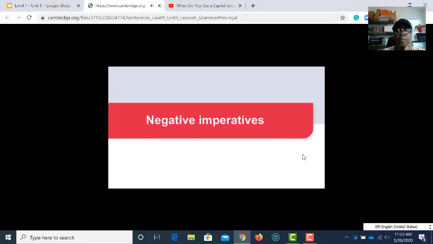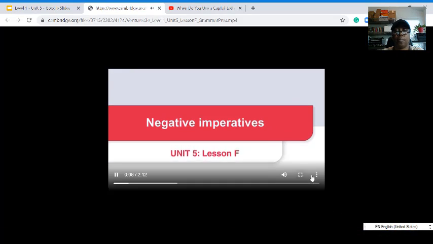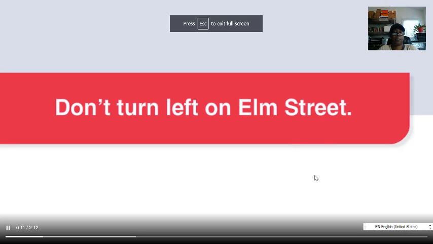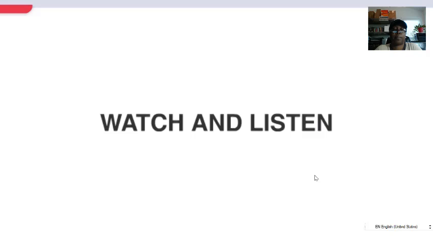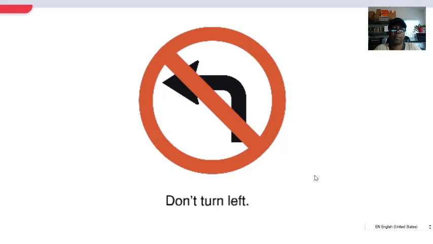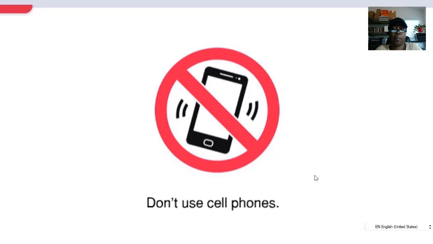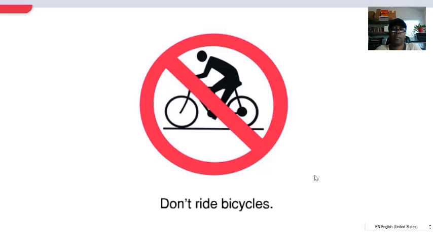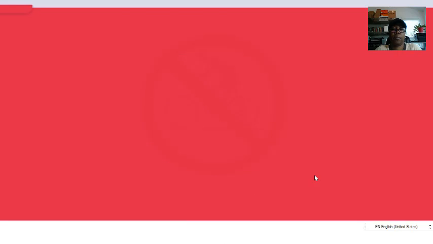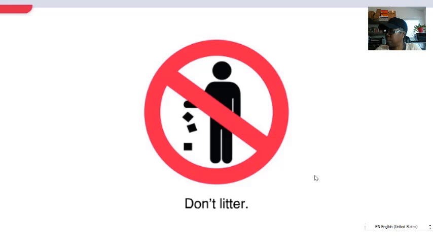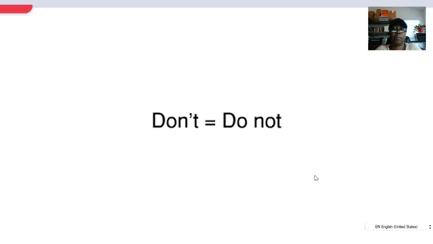Negative imperatives. Unit 5, Lesson F. Don't turn left on Elm Street. Watch and listen. Don't turn left. Don't use cell phones. Don't ride bicycles. Don't litter. Don't is short for do not.